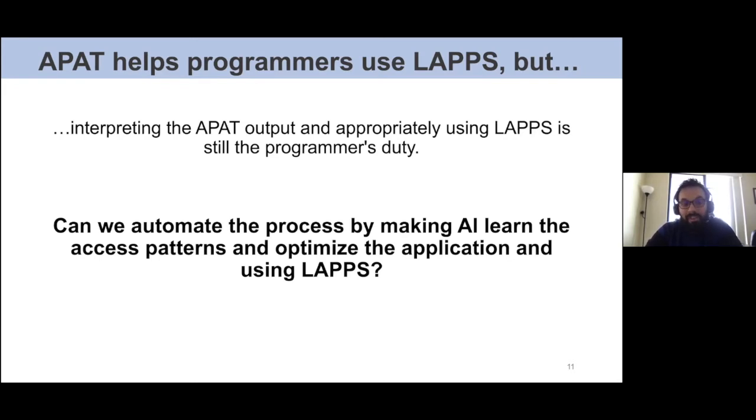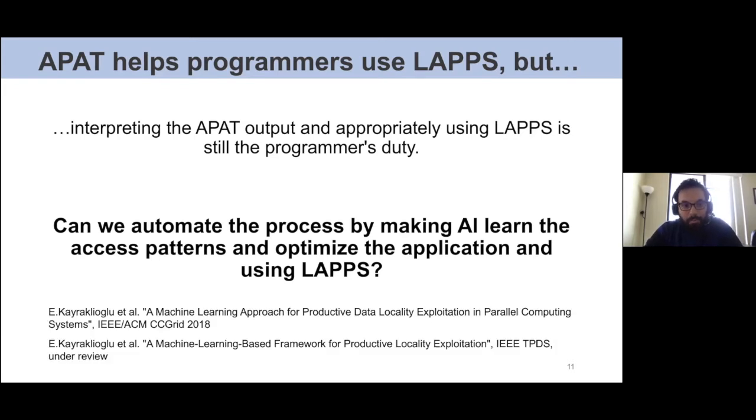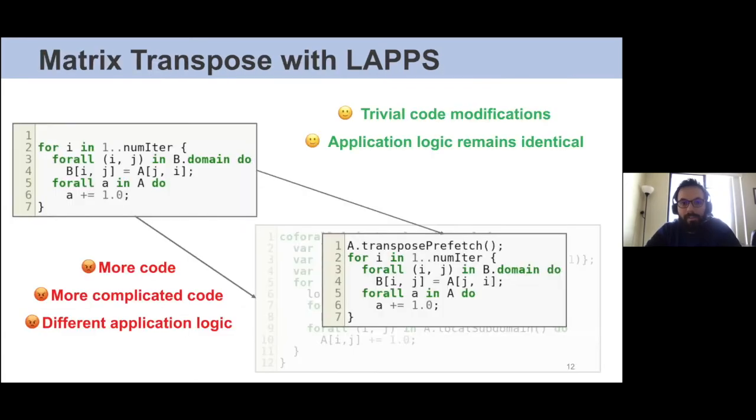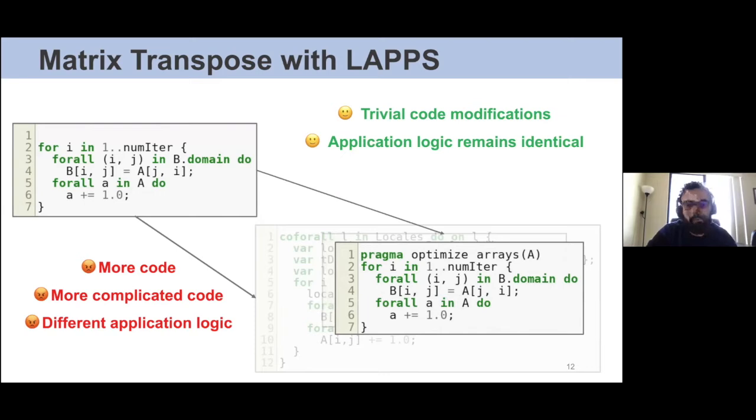So LAPS can just inject some calls without actually doing any code transformation and hopefully get the benefits out of it. This final piece of work was published in CCGrid in 2018, and parts of it are under review at IEEE TPDS. So let's recall some of the code that we have seen before, nothing new here. You have your unoptimized and LAPS optimized versions of matrix transpose. What we are proposing with this next level of optimizations is just to replace the call to transpose prefetch with a pragma that says, okay, in this next block, please optimize the distributed array A.